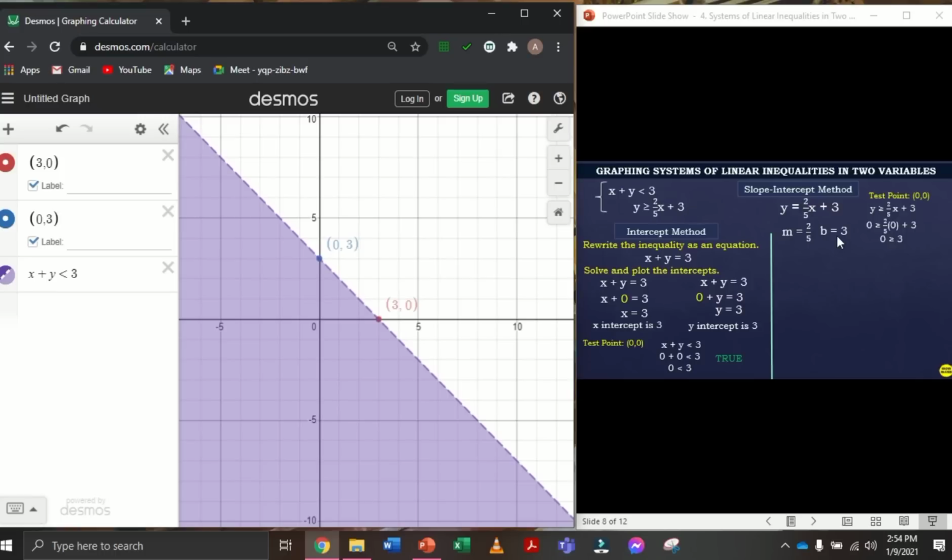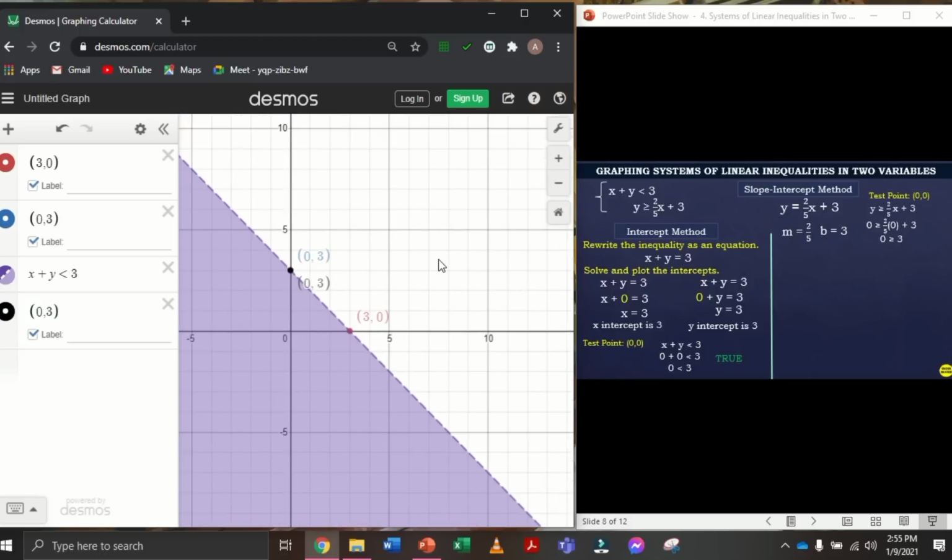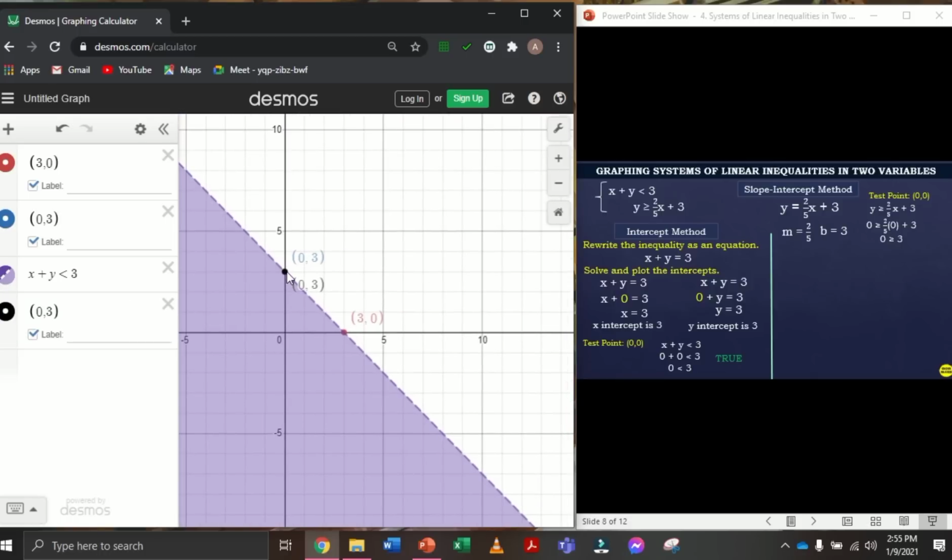Next, i-graph naman natin yung ating second inequality. So, unahin muna palagi yung y-intercept. That is 0, 3. Lagyan ng label. Okay? And then next, ito si 0, 3, doon din siya. And then, ang slope natin is 2 over 5. So, this is your rise, this is your run. Bilang tayo. Dalawa ang rise, 1, 2. And then, ang run natin ay 5. 1, 2, 3, 4, 5.